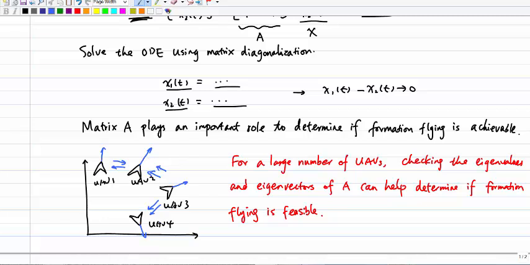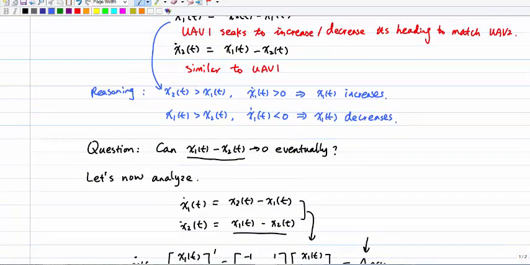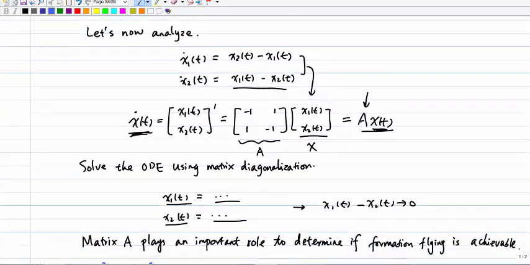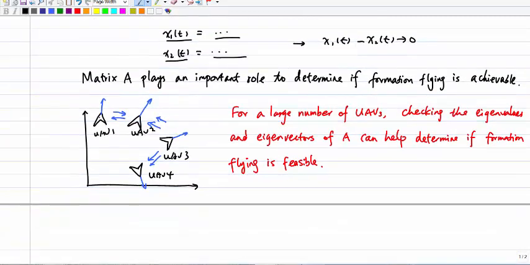So for a large number of UAVs, we check the eigenvalues of A, because you can still write it in the same form, assuming you follow the same idea. When you have more neighbors, it will be more complicated, of course. For example, if I represent the heading angles as x1 for this one, x2 for this, x3 for this, and x4 for this one.